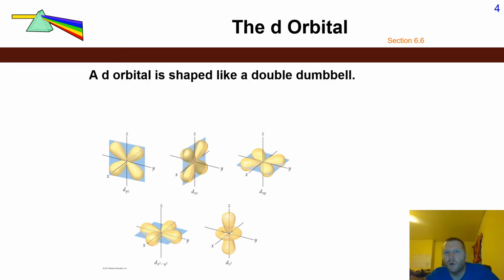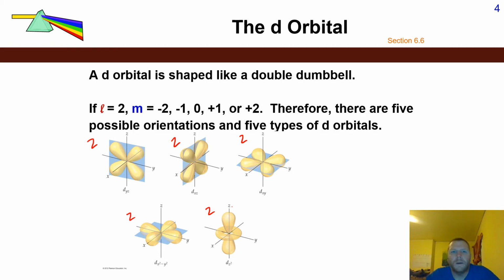So the d orbital is quite complicated. It's a double dumbbell. In each one of these, we can have 2 electrons, 2 electrons, 2 electrons, 2 electrons, 2 electrons. So a d orbital can hold up to 10 electrons. Now, some of these representations look similar to those p orbitals, but keep this straight. This is a double dumbbell compared to a single dumbbell shape.